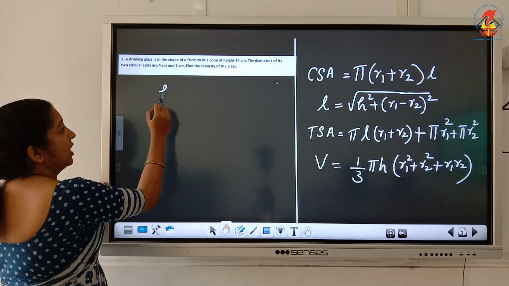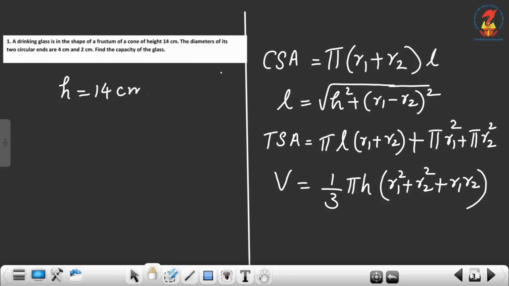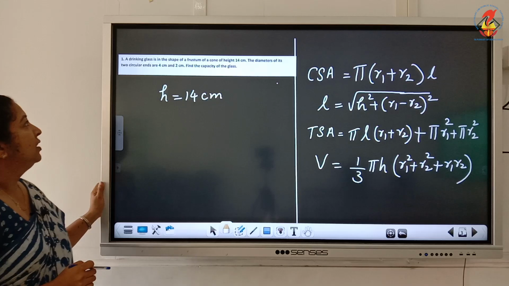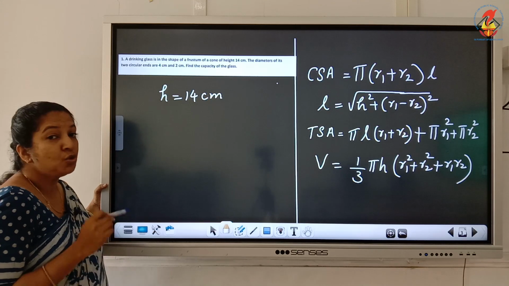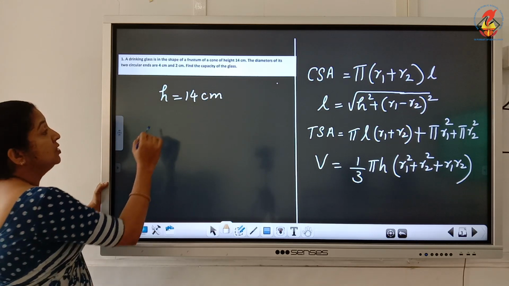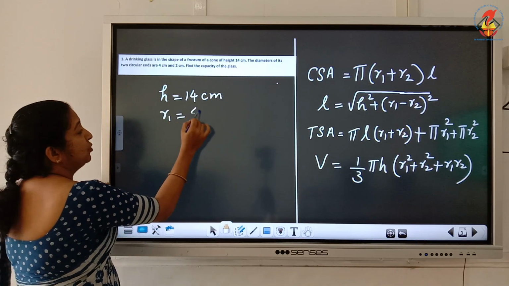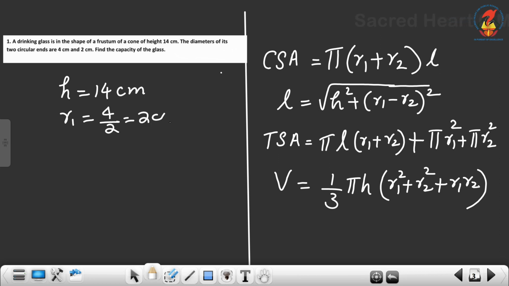What is given? h is equal to 14 centimeter is given. Then diameters of its two circular ends, so both the radii are given. R1 is equal to 4 by 2 which is equal to 2 centimeter. R2 is equal to 2 by 2 which is equal to 1 centimeter. We have to find the volume.